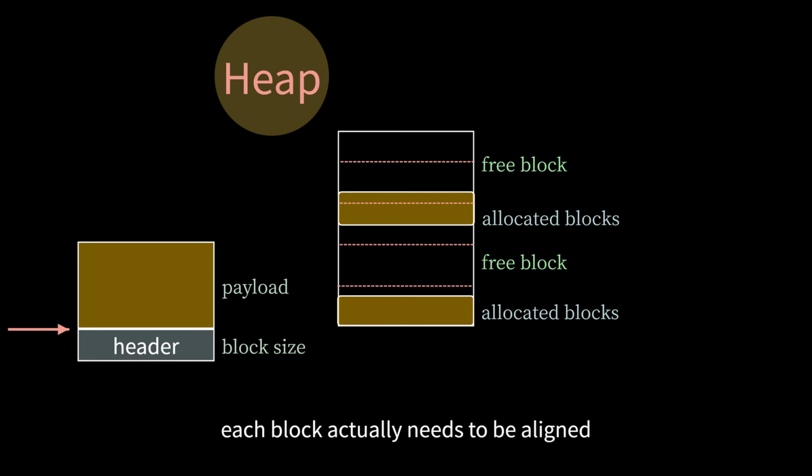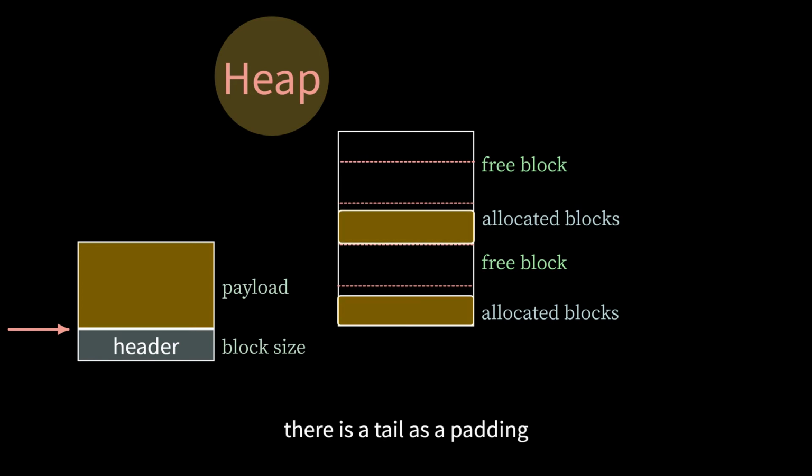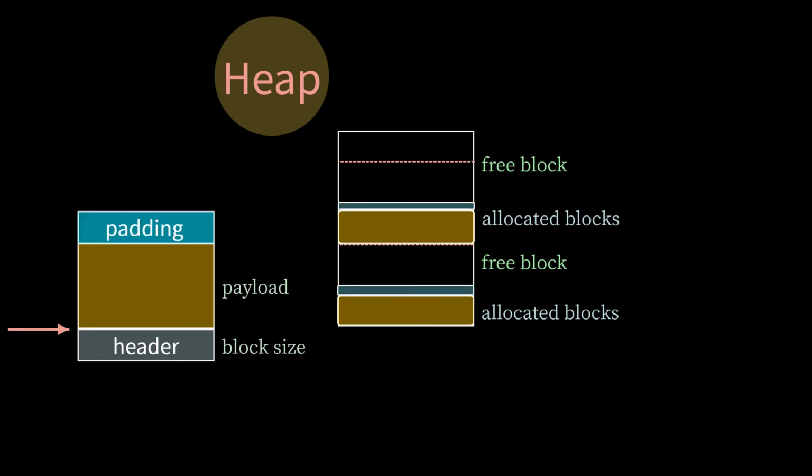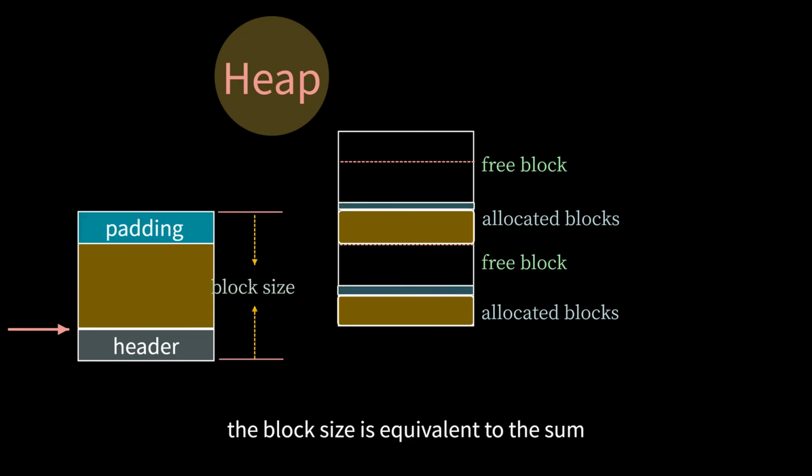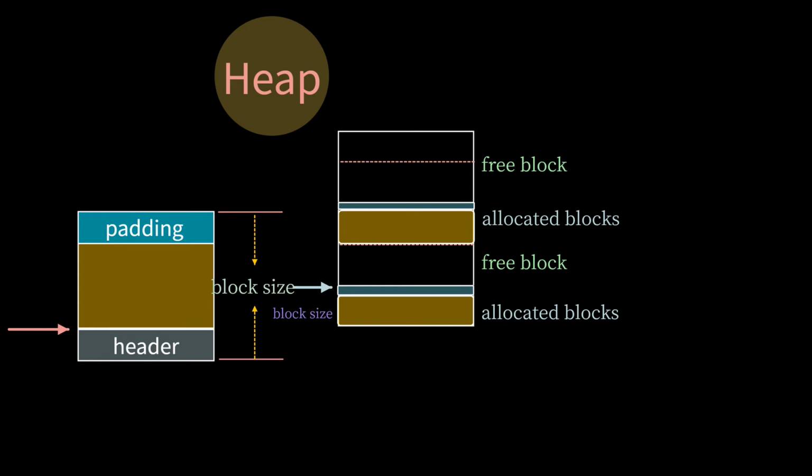Therefore, each block actually needs to be aligned. Then there is a tail as padding. Therefore, the block size is equal to the sum of these 3 parts. Then, after knowing the starting address of the heap, according to the size of the block header, you can offset to the end, which is the starting address of the next block, and continue the offset just as before. In this way, traversal is achieved.